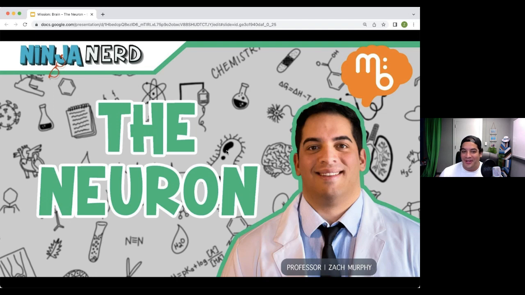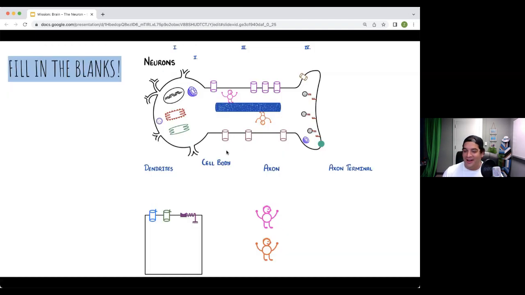And yeah, let's talk a little bit about the neuron. So when we talk about the neuron, obviously, it's the structural functional unit of the entire nervous system. So it's basically the foundation that we have to build on. So what we're going to do here is, we have a nice little diagram, nice little illustrations that we're going to go ahead and fill in step by step.